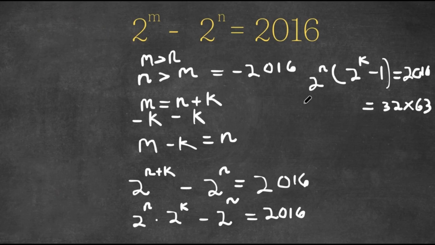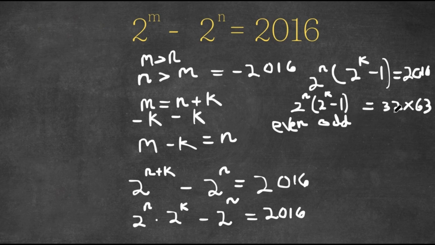So now we have 2 to the power of n times 2 to the power of k minus 1 is equal to 32 times 63. And now 2 to the power of n is going to be an even number, because 2 to the power of anything is going to be even. And 2 to the power of k minus 1, well, that's going to be odd. Now 32 is an even number, so I'm going to write e for even, and 63 is odd.